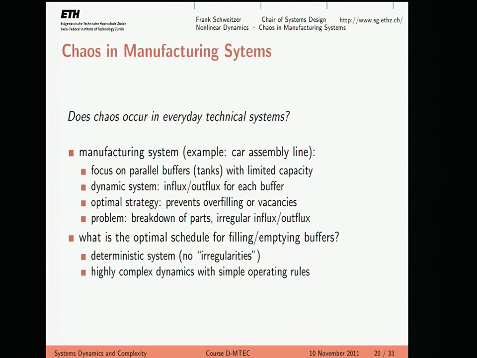We don't want our buffers to get overfull or to be empty. So you don't want parts to be falling off from your production line because it's too full, but you also don't want this line to be empty. And the question is, what is the optimal strategy for someone, a person for instance, who goes around and services each buffer, each line?